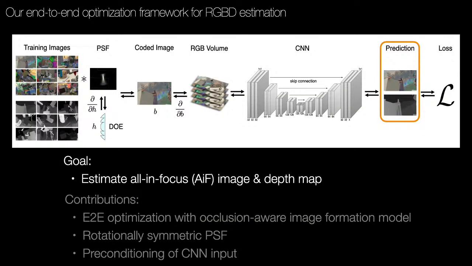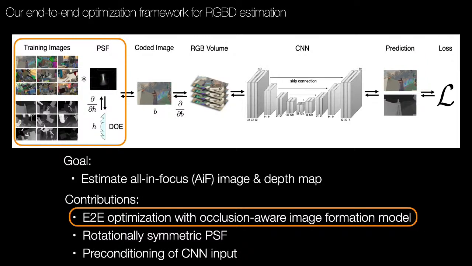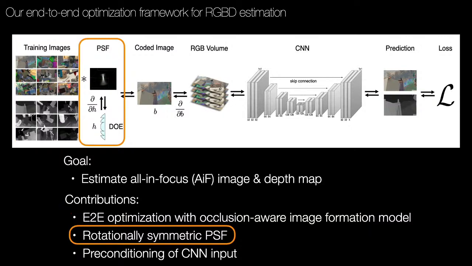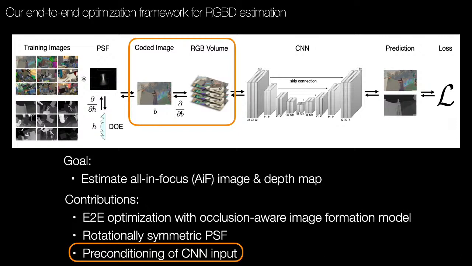Our system jointly estimates an all-in-focus image and the depth map from a single coded image. We accurately simulate the capture process by considering occlusion, which was not done in the previous works, and we use a computationally efficient PSF model. And we do preconditioning of the input to the CNN based on the image formation model. To jointly optimize the computation and the optics, we iteratively compute the loss function and update the parameters of the CNN and the optical simulator. I'm going to go over the details step by step.